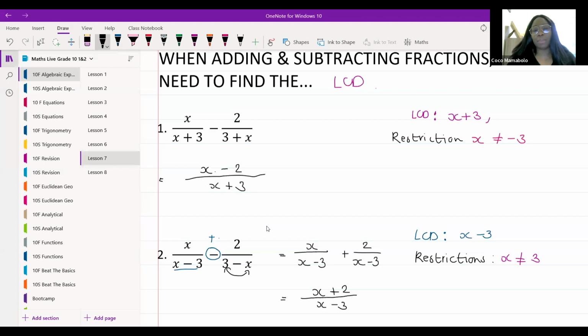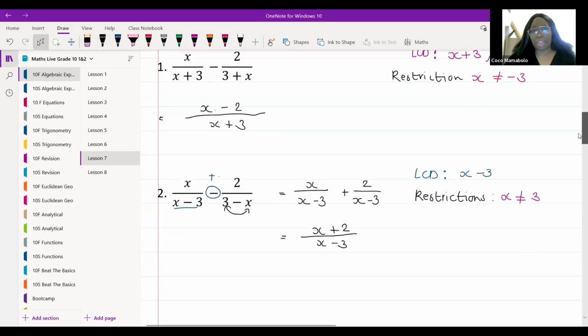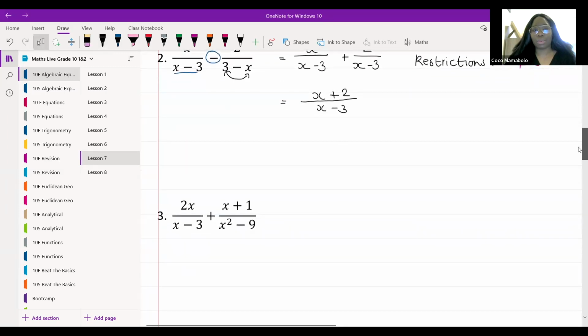How are we feeling? Do we want to try another example? I think we should do another example, yes? I want to make sure that we're all okay with this. Absolutely, let's try another example, but I'm going to step it up a little bit because I don't want us just to stick with easy stuff. Let's look at this one over here.